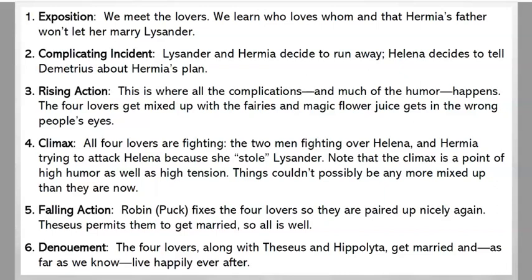Falling action. Robin, Puck, fixes the four lovers, so they are paired up nicely again. Theseus permits them to get married, so all is well. Denouement. The four lovers, along with Theseus and Hippolyta, get married, and, as far as we know, live happily ever after.